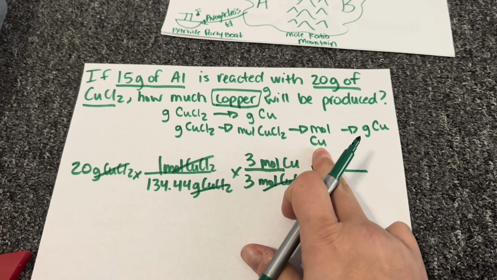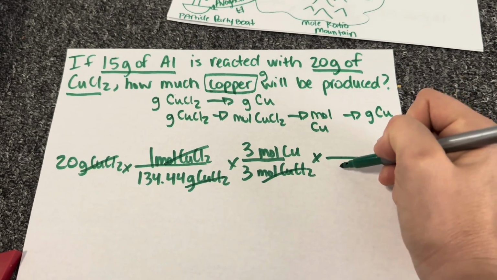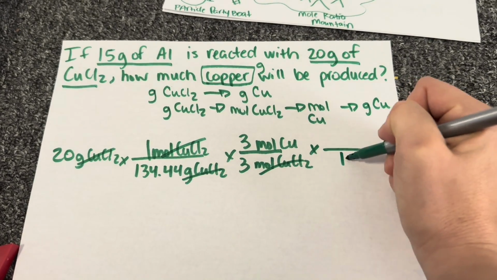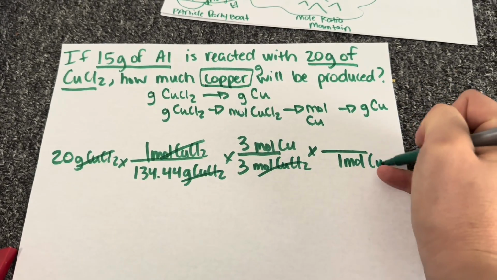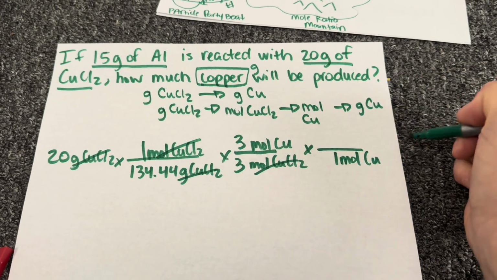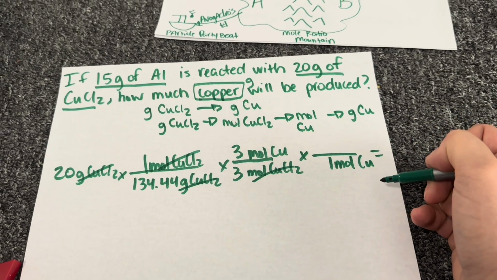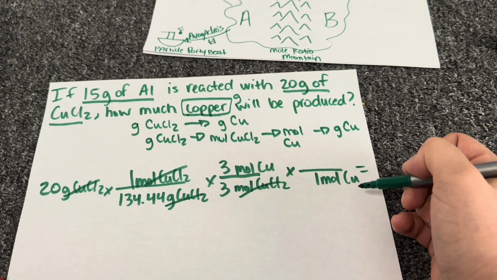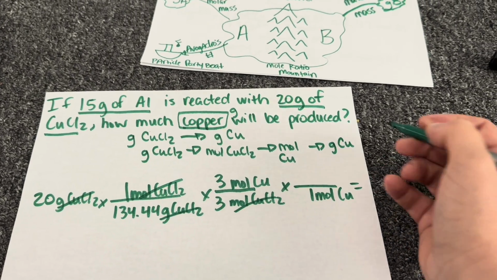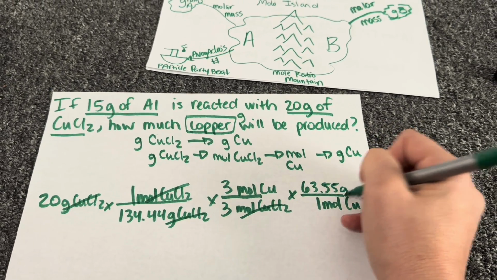I'm here at my roadmap, moles of copper into grams of copper. So I need to go from 1 mole of copper, or sorry, grams of copper. I think I said copper chloride. Anyway, so now I've got to find my molar mass of copper. The molar mass of copper is 63.55. I find that from my periodic table.